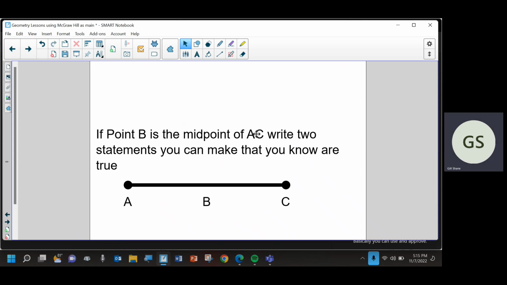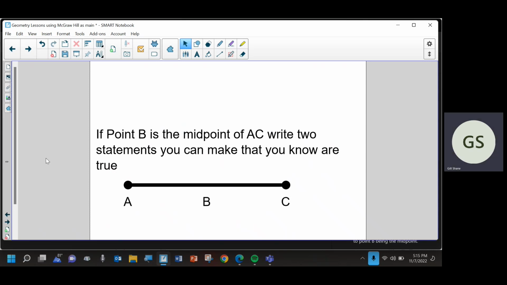So the only real unique statement you can make, so pause it and try to write the two statements, by the way. Pause it. You should be done, so now you're back. So there's really only one statement that you can make that is unique to the fact that B is the midpoint. There's another statement that we'll make, but it's really not unique to point B being the midpoint.